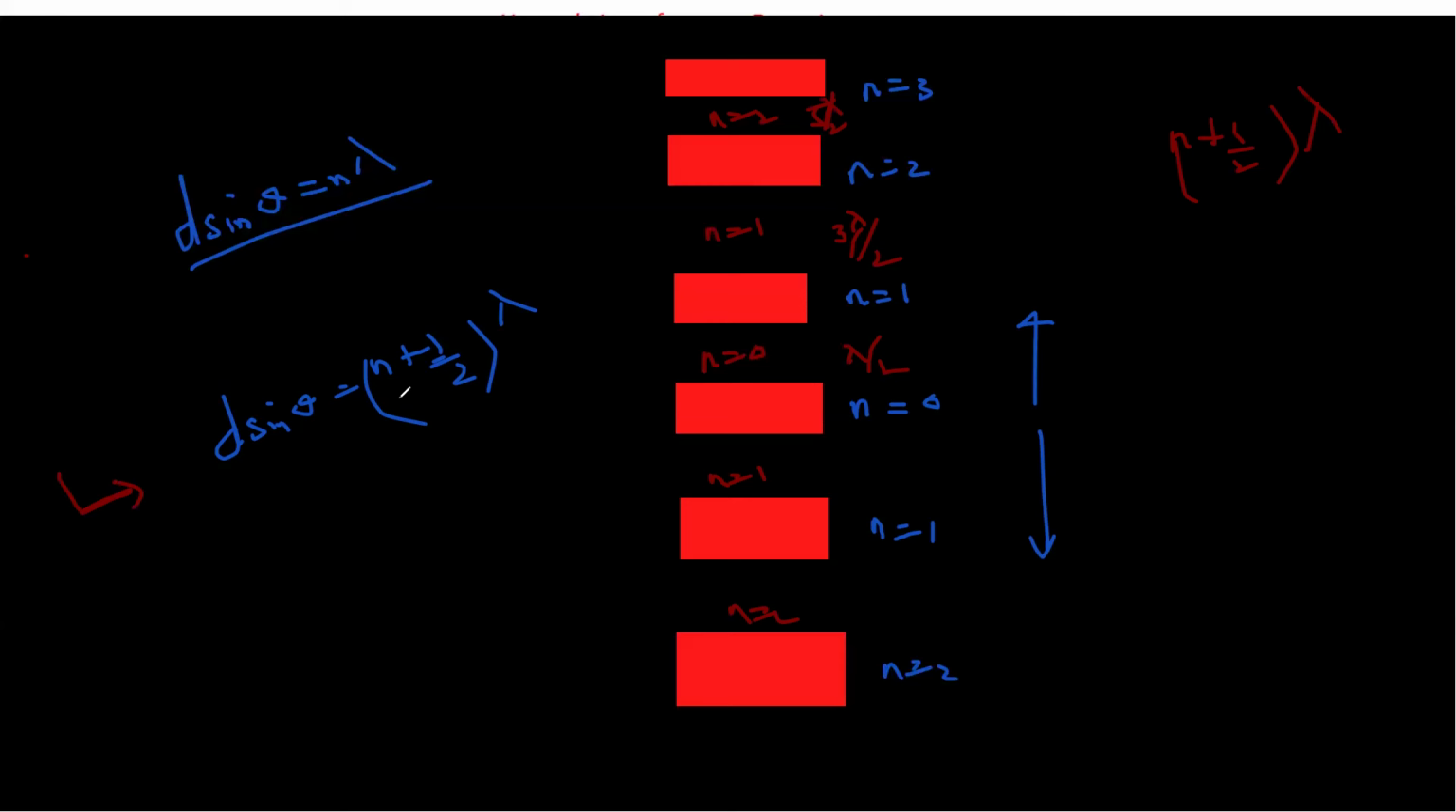So for a destructive interference, the general formula is d sine theta is (n plus half) lambda, where n is the order of the image. And if it is a constructive interference, d sine theta is n lambda, where n is also an order of the image. Any doubt in this, the formula, the derivation?